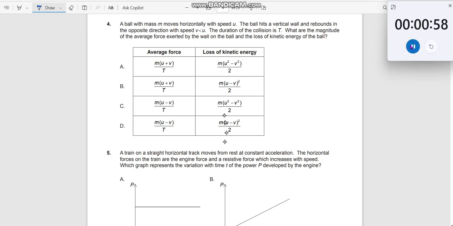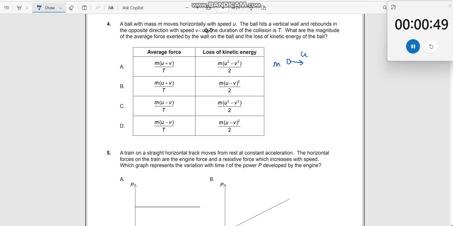Question number 4. A ball with mass m moves horizontally with speed u. The ball hits a vertical wall and rebounds in the opposite direction with speed v less than u. It hits here and goes back with a velocity. The duration of the collision is t. So it stays here in time t.